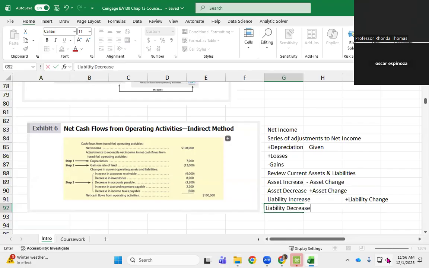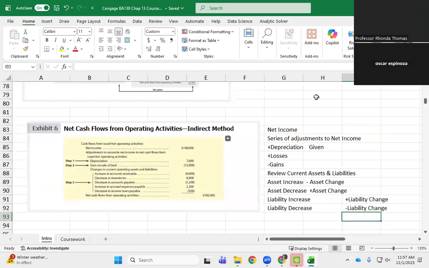Now, you can have more than one of these. You might have two or three assets that you have to review and figure out how much they've changed and then put in the change amount, whether it's up or down. So then the last one is liability change. It gets subtracted. Liability change. Okay, and I'm going to move these over.